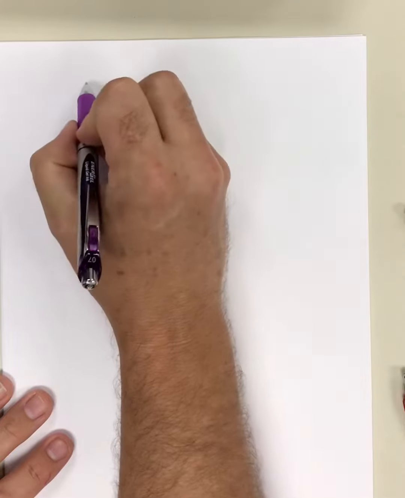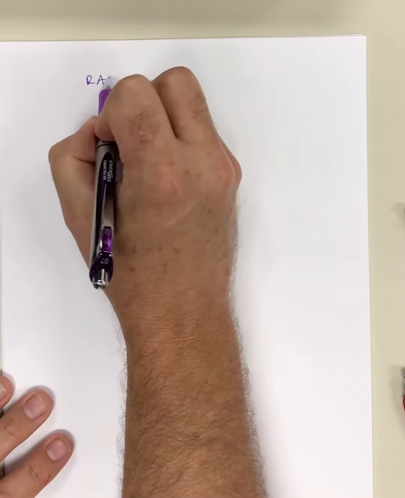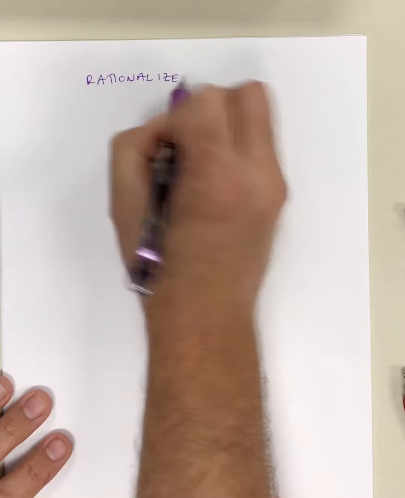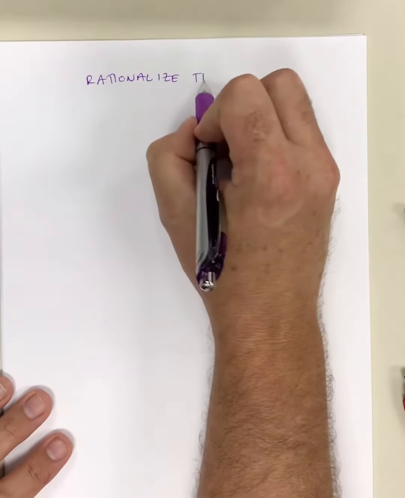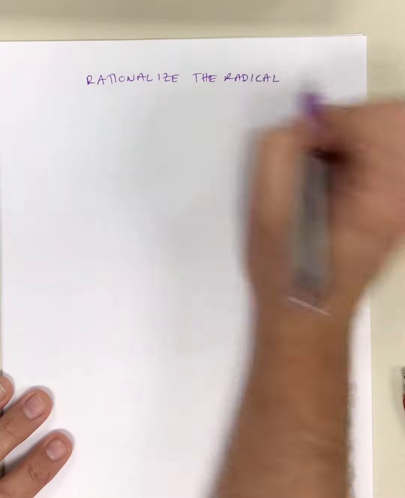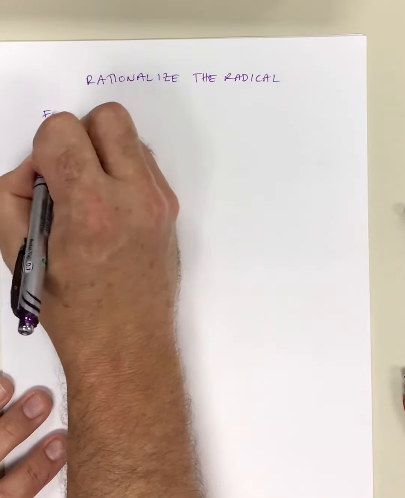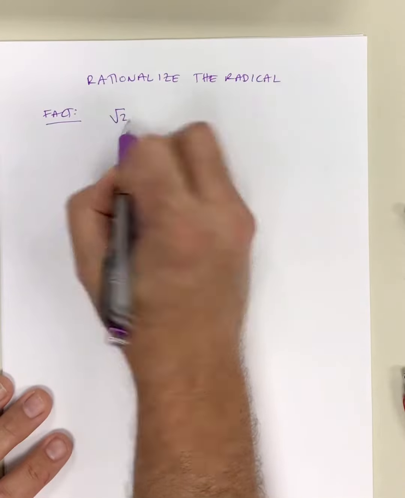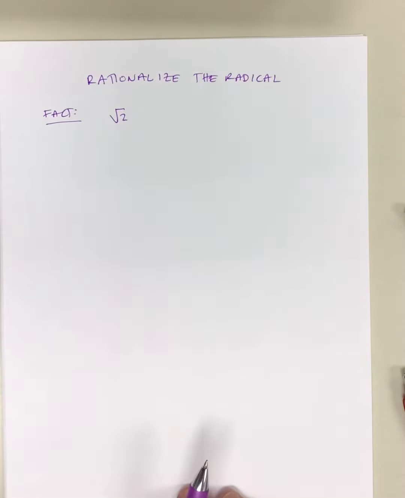Our third strategy for algebraic limit problems is going to focus on problems that have a square root. And let's refer to this technique as rationalize the radical. So the facts that we're going to build into this come from the idea that in general, things involving square roots are considered to be irrational.